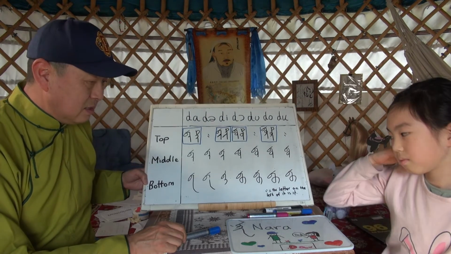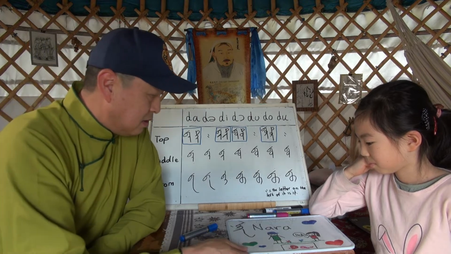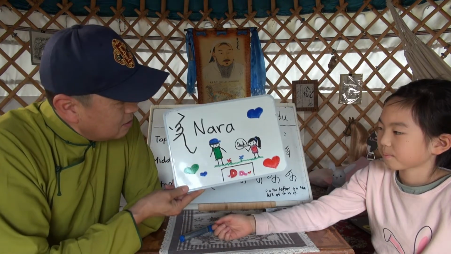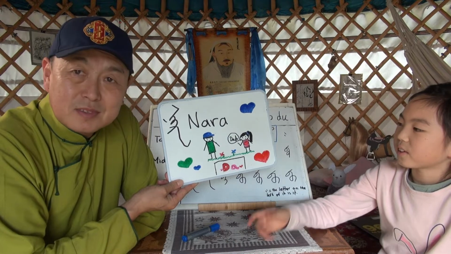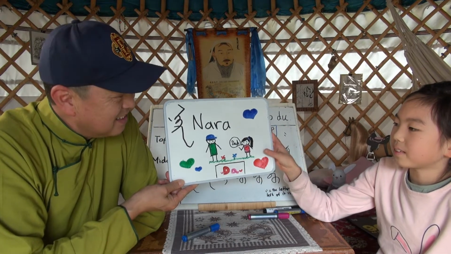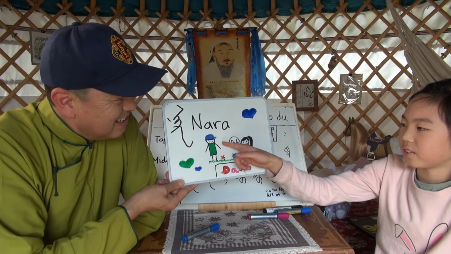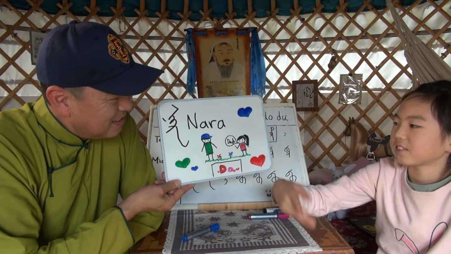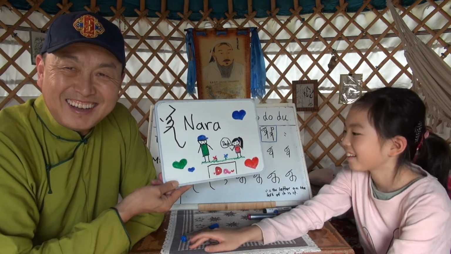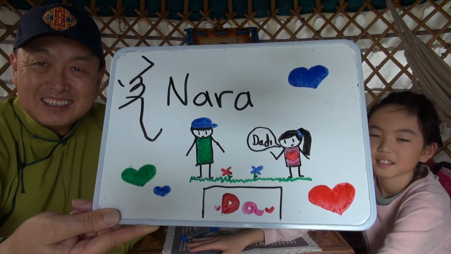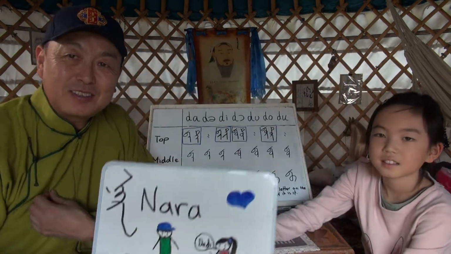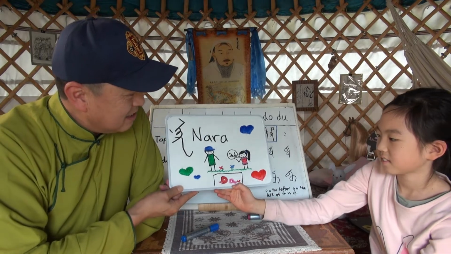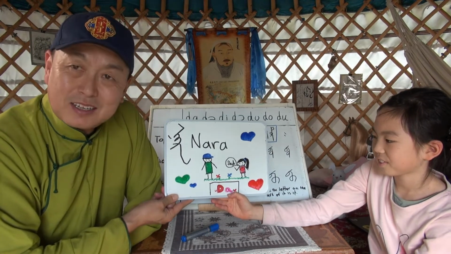By the way, Nara drew a very beautiful illustration here. Would you want to explain a bit? So I basically use my made-up word daddy, and I'm pointing to the big guy over here, aka daddy, and I'm saying daddy. Daddy is in the green clothes today, special types of Mongolian clothes, and Nara is in the nice pink clothes.